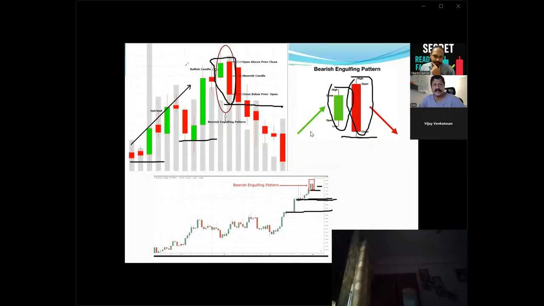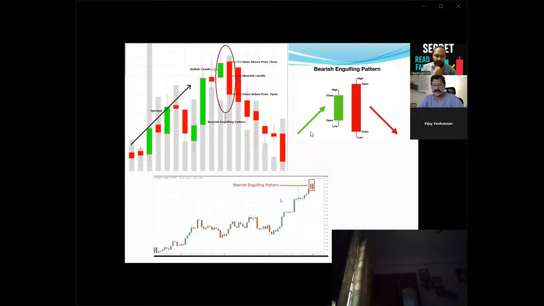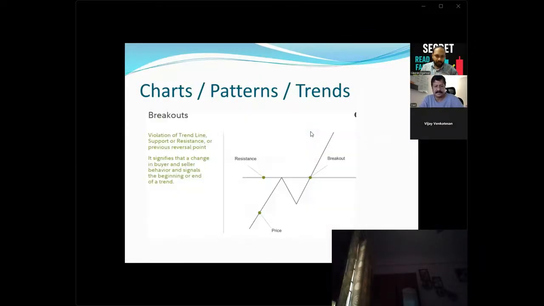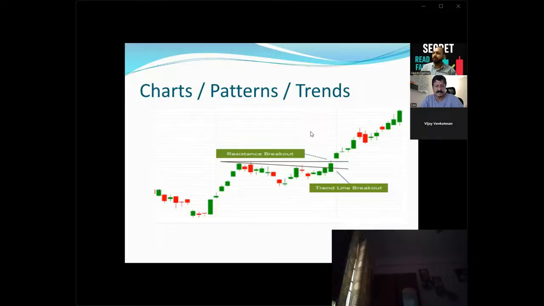Sounds good. Bullish and bearish engulfing are clear. Then we will talk about some patterns also, like multiple candles, more than 10 to 15 or maybe 50 candles. So there are some patterns.